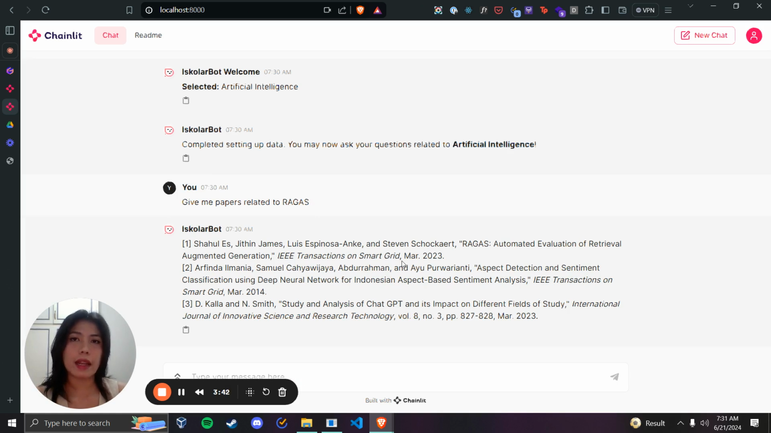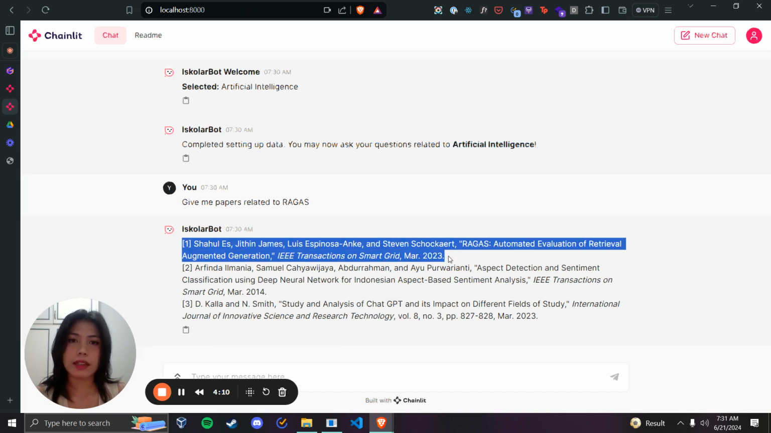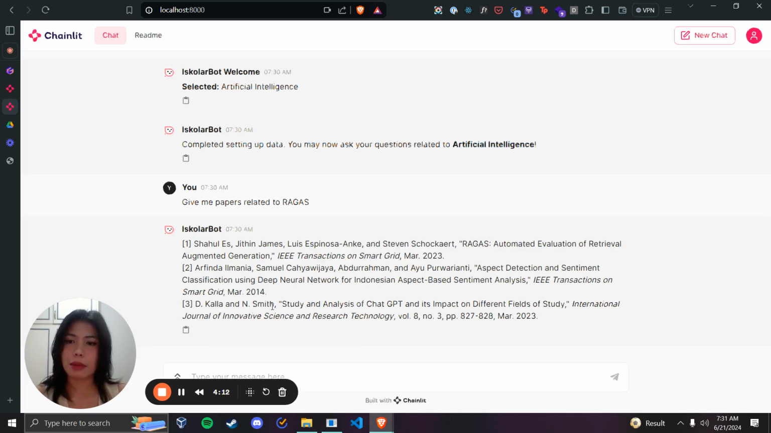Given the limited dataset about AI or RAGAS in general, it did give me other related keywords to RAGAS, which is, of course, the deep neural networks and ChatGPT, where it is usually being used in. So those are the three main features of the chatbot. Of course, it also generated this IEEE format for the references.